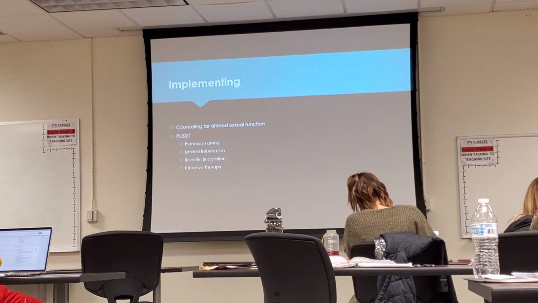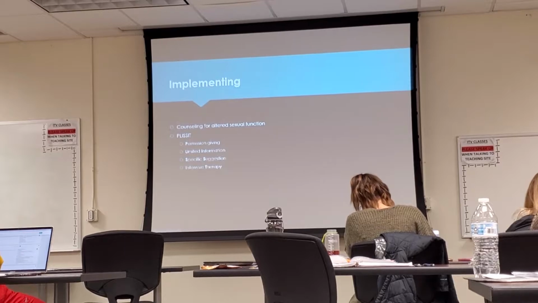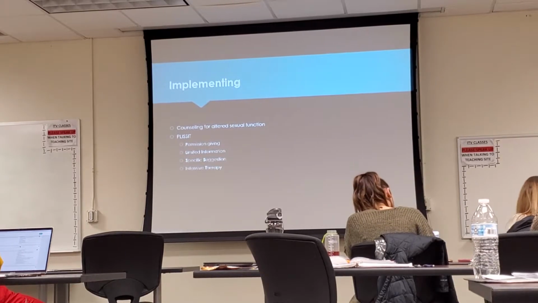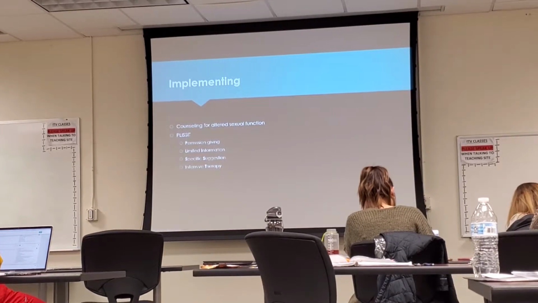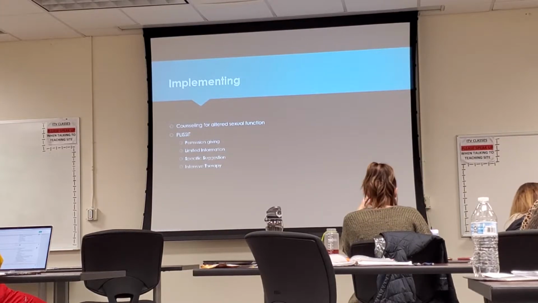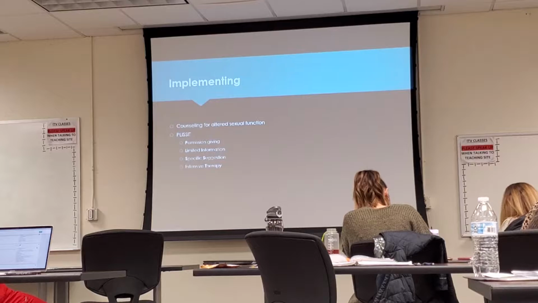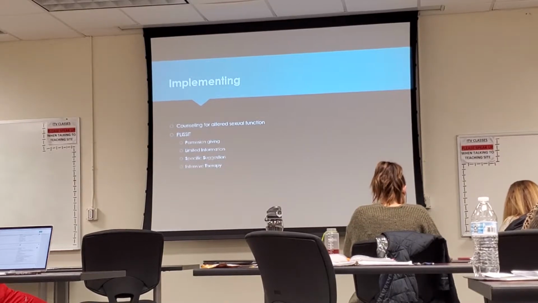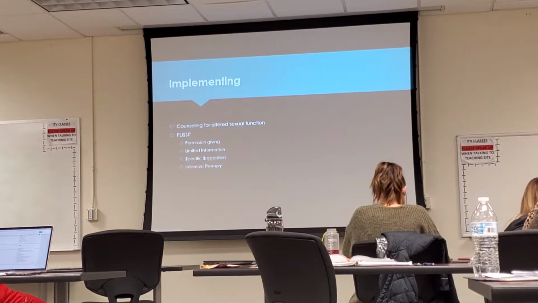You want to offer counseling for anyone who's having altered sexual function. For patients who are experiencing difficulties, there's the implicit method, which is laid down on your slide there. The first part of it is permission giving. So that's giving them permission to talk about the sexual things, to be a sexual being. You want to be sure you acknowledge their sexual concerns and encourage the expression of any sexual concerns.